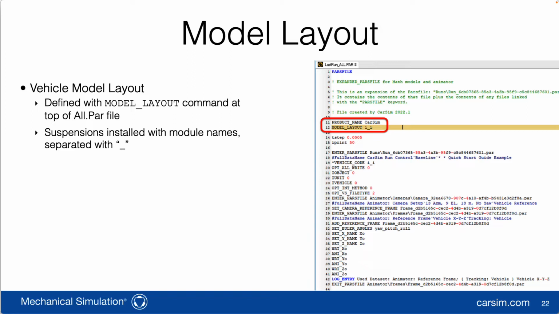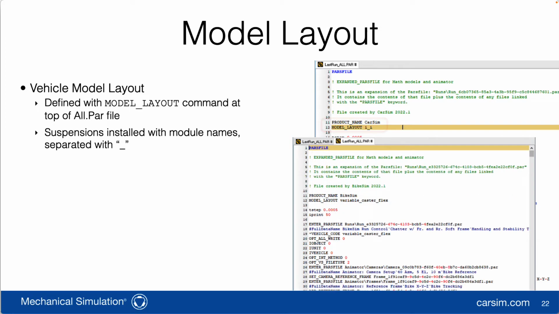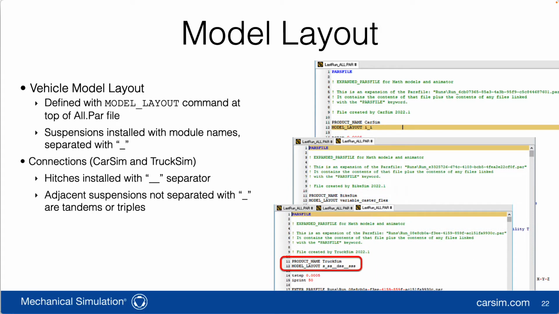The convention we have here is that if there is an underscore, that's used to separate the module names, like II is a CarSim model with independent front, independent rear suspension. Here's one for BikeSim. The front is a variable caster and the rear is a flex frame suspension. In the case of TruckSim and CarSim, where we might have trailers, we use a double underscore to indicate a hitch, something separating a semi-trailer from a lead unit. Also, if we have more than 2 suspensions on a unit, and they're not separated with an underscore, that means that they're tandems or triples in CarSim and TruckSim.